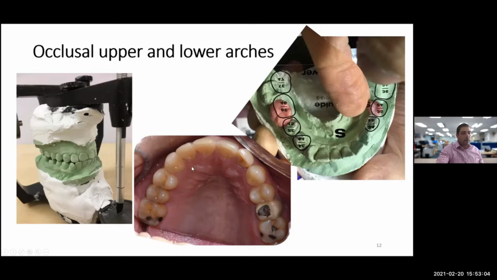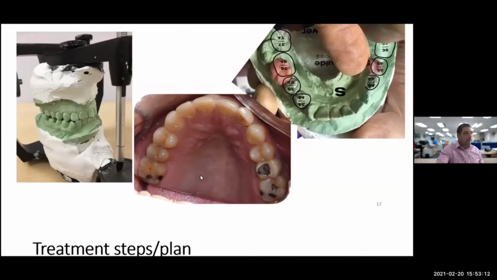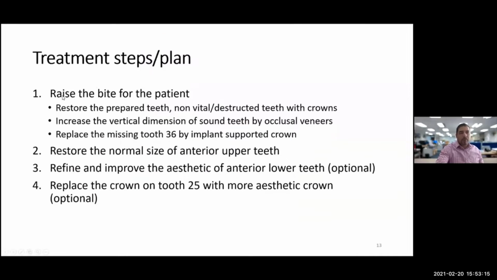And then the others, which are the bridge area earlier, we decided to remove the bridge and then replace the missing tooth by implant. So that was the treatment steps and plan for her. We raise the bite for the patient by restoring the prepared teeth, which is the crown, the bridge abutments, and the crown already there. So that's 3 crowns. And then we restore the non-vital teeth by crowns. And then we increase the vertical dimension for sound teeth by additive means, because we don't want to cut. We just want to add. So maybe only etching and final touch-ups. And then we put the occlusal veneer that is just to raise the bite.